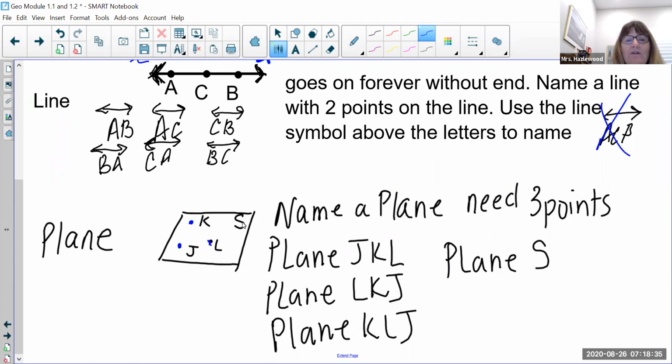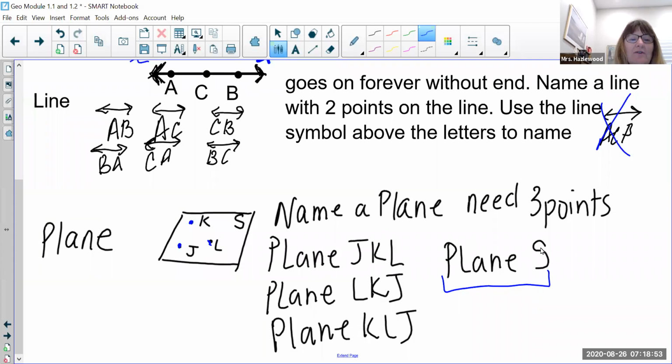And up in the corner here, I have a capital letter, and it's an S. So that's not a point. That is not a point up there. It's just an S. It's the name of the plane. So I would say that is plane S.